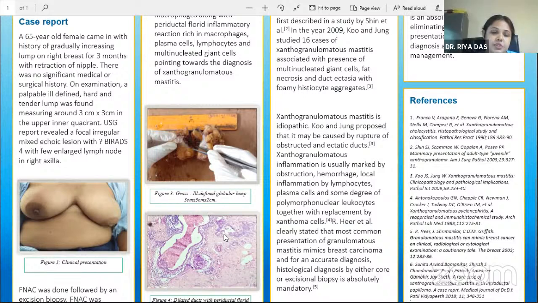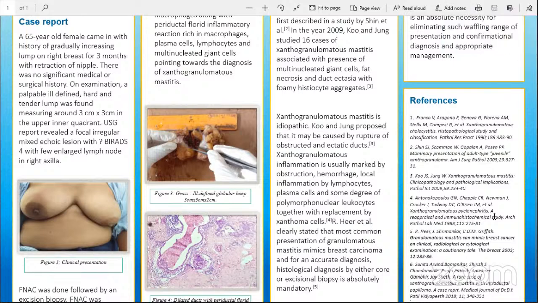So actually there was lots of macrophage infiltration, so we tipped the diagnosis more in favor of xanthogranulomatous inflammation. Okay, thank you. Tarok, over to you.